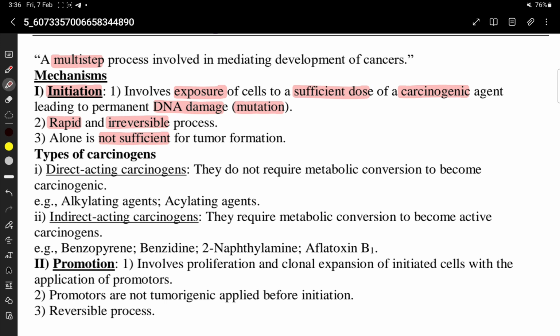Types of carcinogens: two types, direct acting and indirect acting. Direct acting carcinogens do not require metabolic conversion to become carcinogenic; they are already carcinogenic. Examples: alkylating agents and acylating agents are direct acting carcinogens.